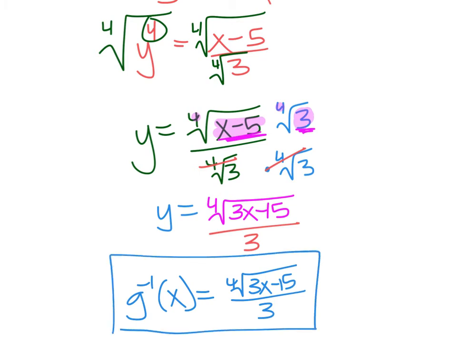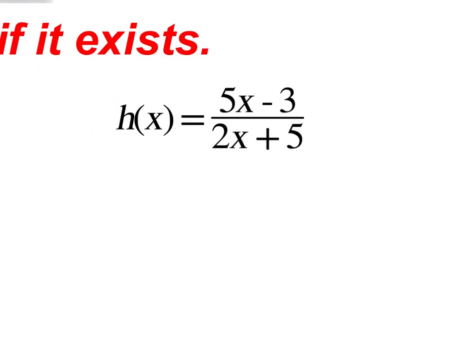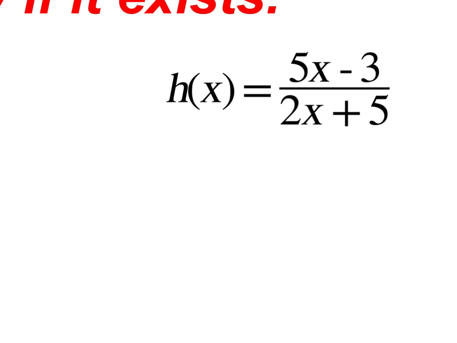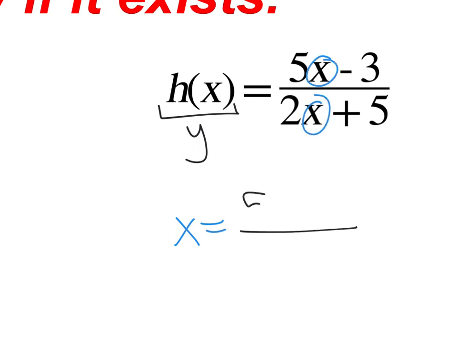Okay, one more example. Same idea. h of x is the same thing as y. It's just function notation. So we're going to replace y with x. So we're going to write x equals, and then in both of these positions, we're going to change that to a y. So we're going to change it to 5y minus 3, and then 2y plus 5.